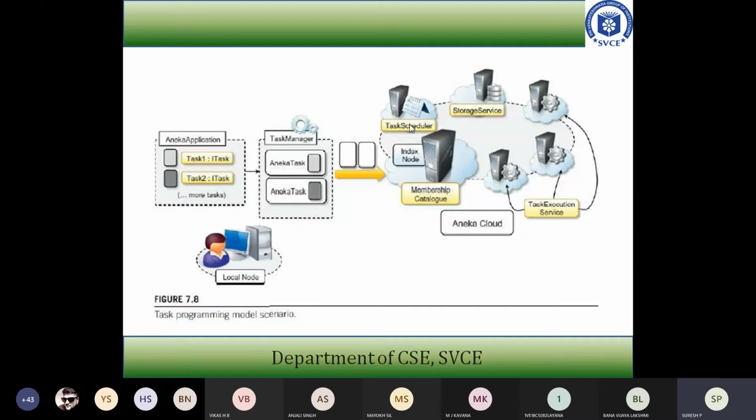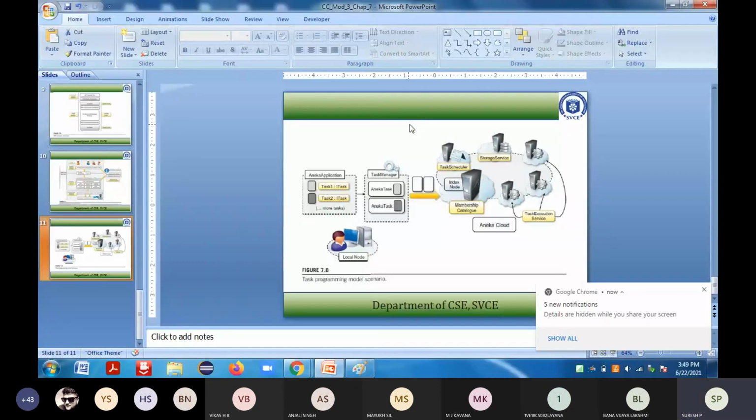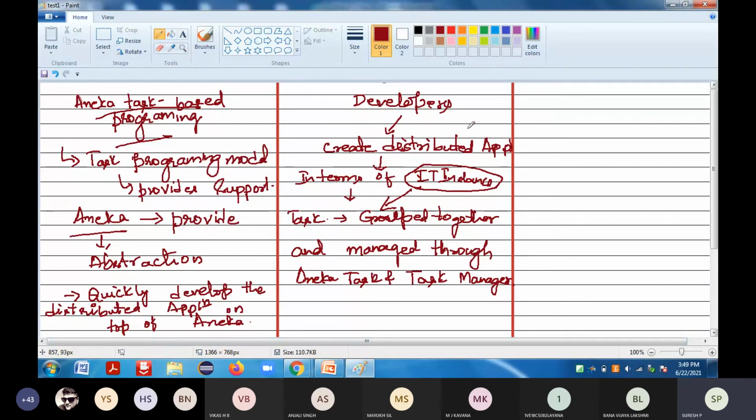When you are developing applications with the task model, after having the task programming, there are some stages which you need to perform. Here you can see how we are going to develop the applications with the task model.